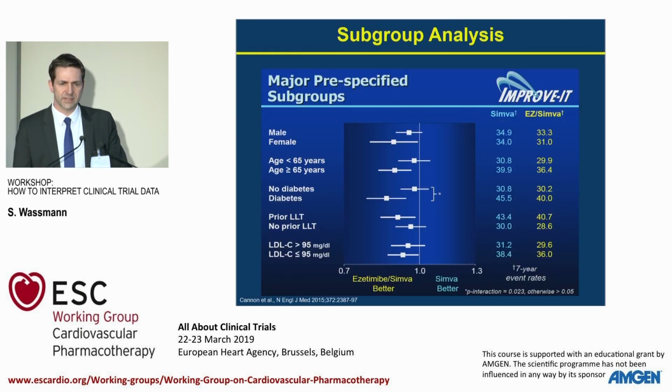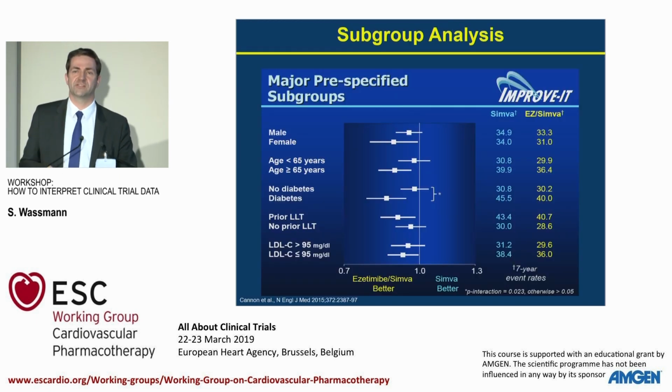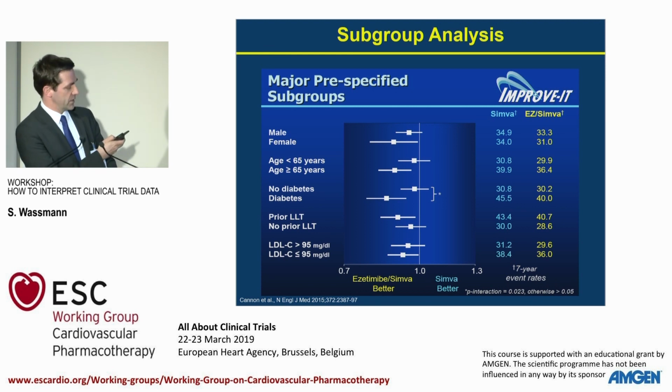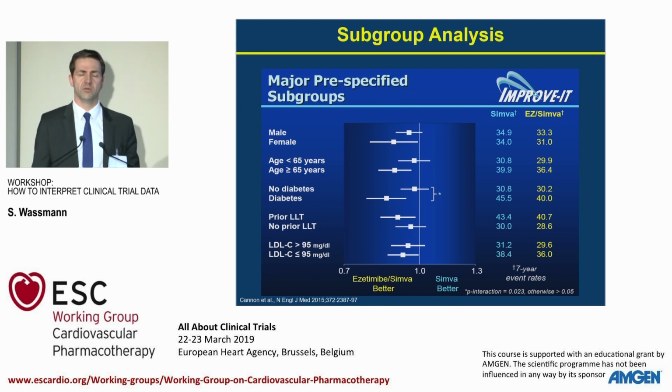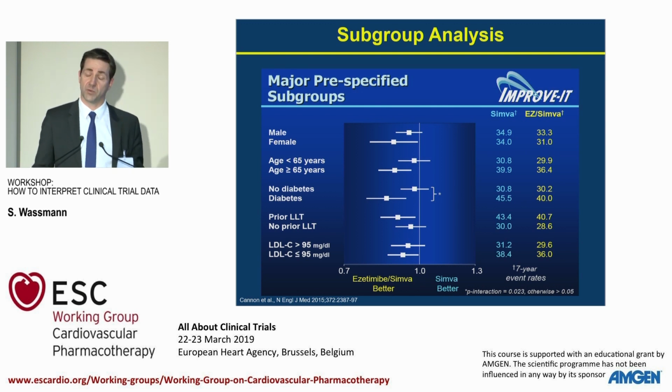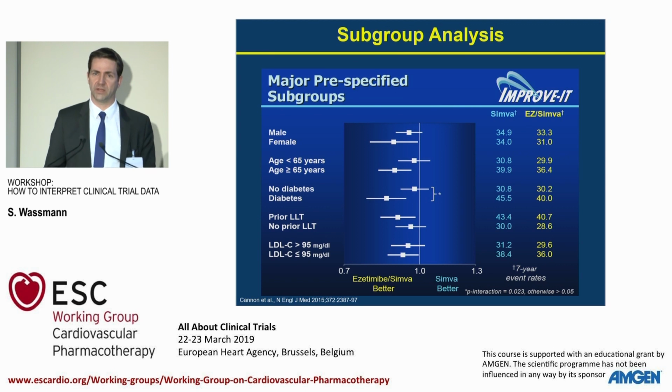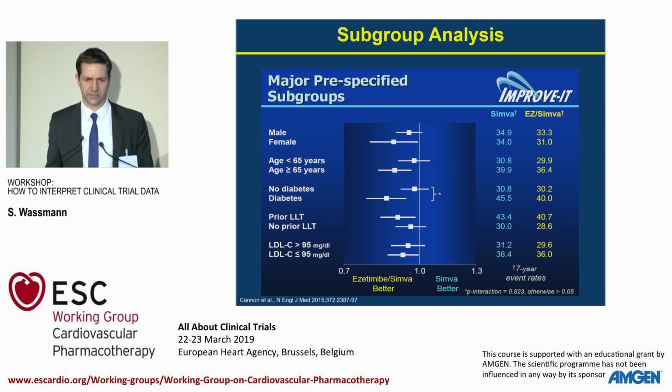Now, when we look at the major pre-specified subgroups of the IMPROVE trial: male, female, age, diabetic status, prior lipid-lowering therapy, LDL cholesterol high or low. I think these do meet the criteria. They're plausible, they're practically relevant. They were pre-specified, and actually they were powered well enough. It's a large trial, 18,000 patients.